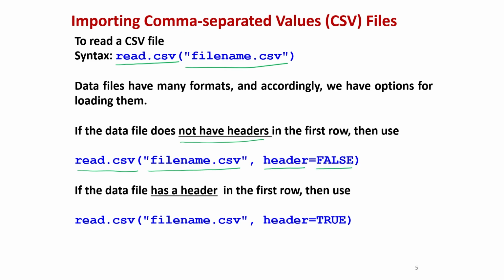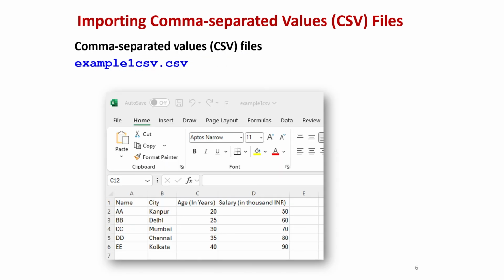False is a logical operator, it is a reserved word, it is written in uppercase alphabets. And if the data file has a header, then I would use the same command and give the option header is equal to TRUE. So this is how I will try to import the CSV file in R.